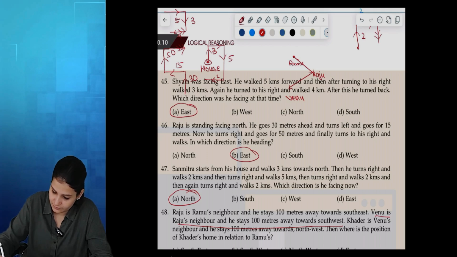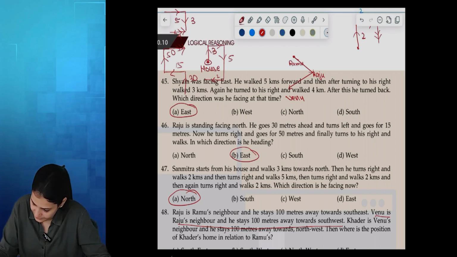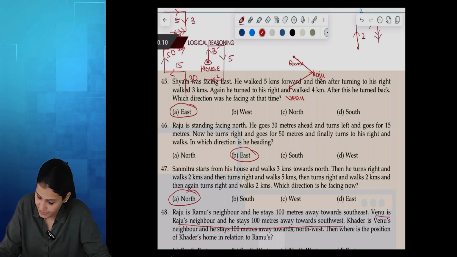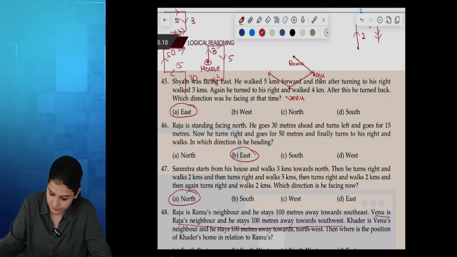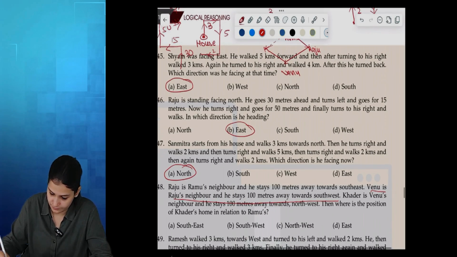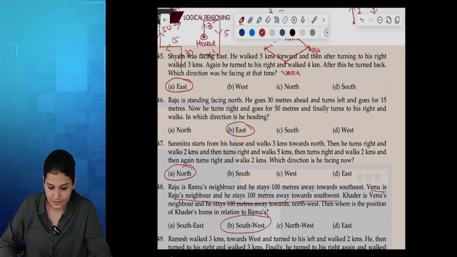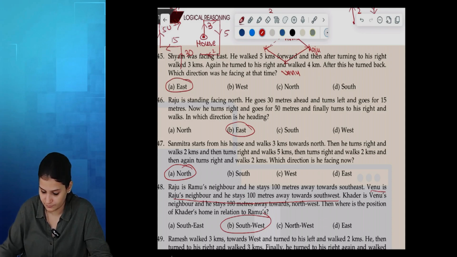Khader is Venu's neighbor and he stays 100 meters northwest. Khader's home in relation to Ramu? Southwest. Done? Yes, ma'am.